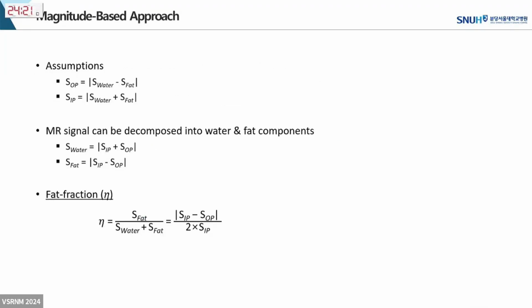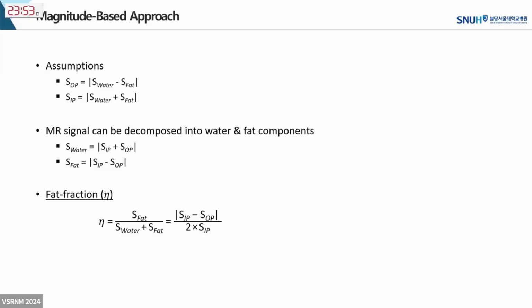Typically, the two-point Dixon technique follows a magnitude-based approach with the following assumptions. The magnitude of the signal in opposed phase is the absolute value of the difference between the water signal and the fat signal. And the magnitude of the signal in phase is the absolute value of the sum of the two signals. By combining them, we can calculate the intensity of water signals and the fat signals.